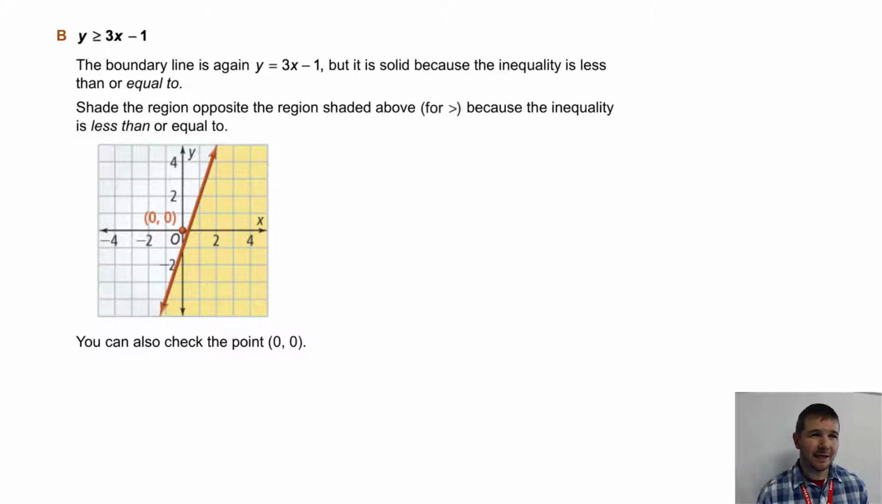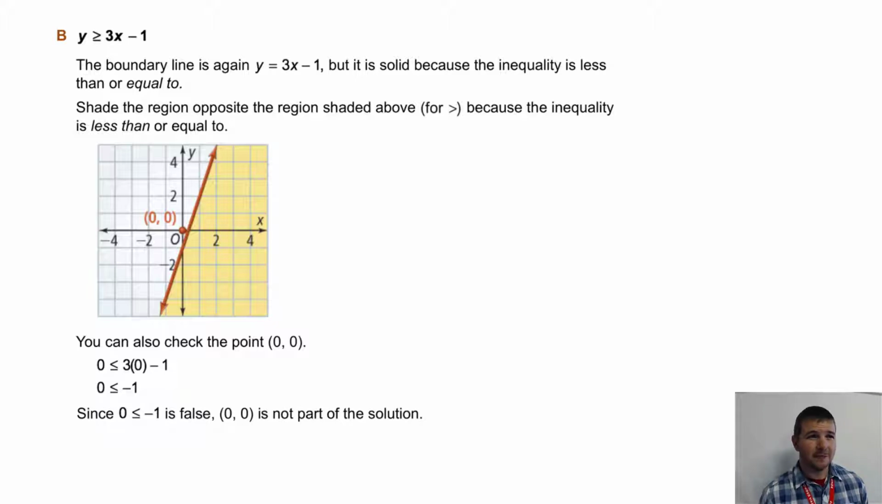Substituting (0, 0) into the inequality, we find 0 is less than or equal to negative 1. This time, since 0 is less than or equal to negative 1 is false, the test point (0, 0) is not part of the solution. We can see that here in the graph. (0, 0) is not in the shaded region.